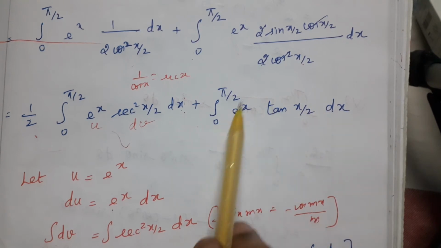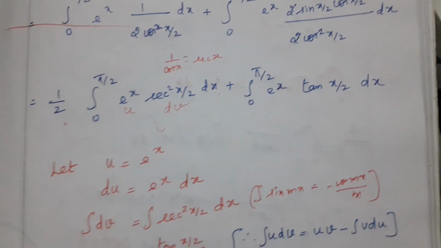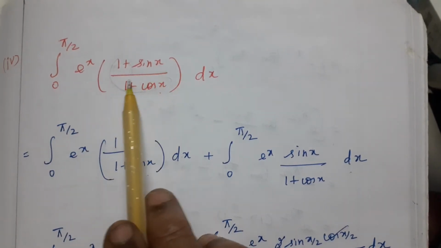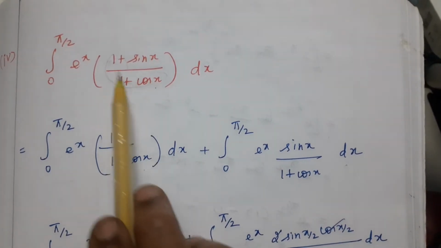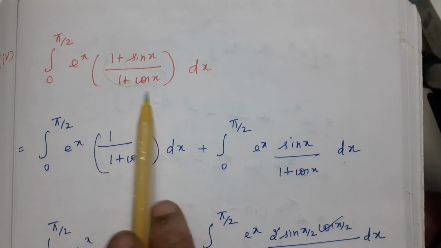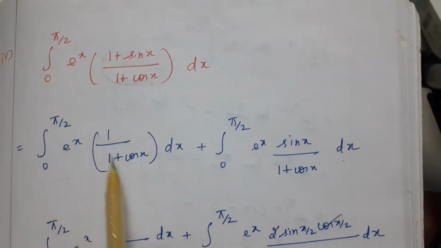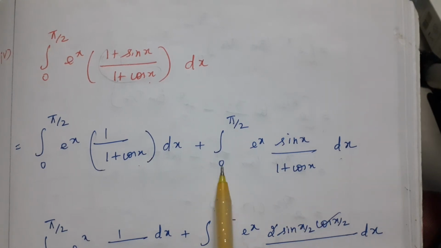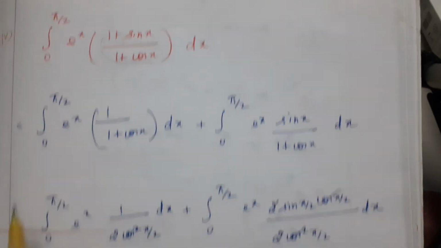Now we only simplify; after that we are going to integrate. See that one. So what is the question? Integral of e power x into (1 plus sin x) by (1 plus cos x). Split into 2 integrals: e power x into 1 by 1 plus cos x, and e power x into sin x by 1 plus cos x. The limit is the same for both, 0 to pi by 2.